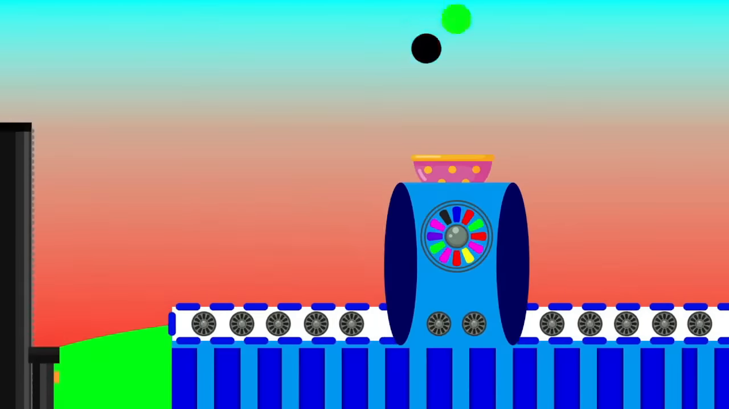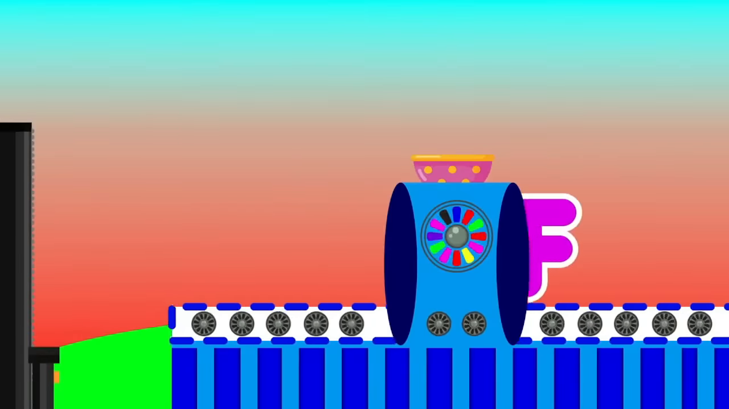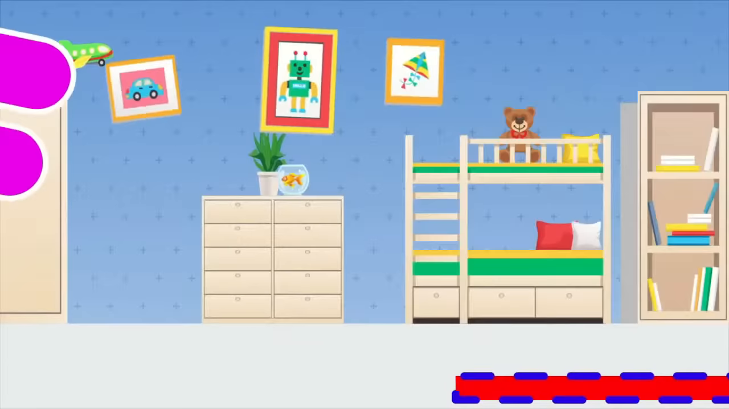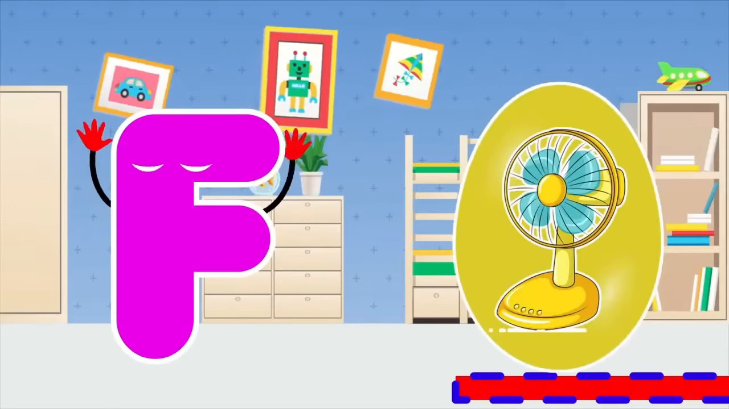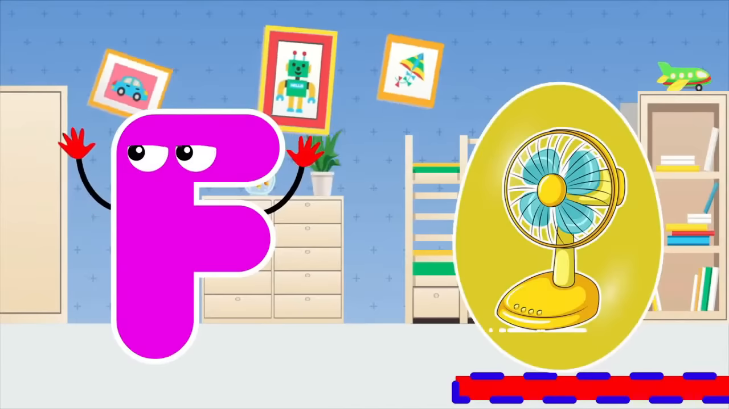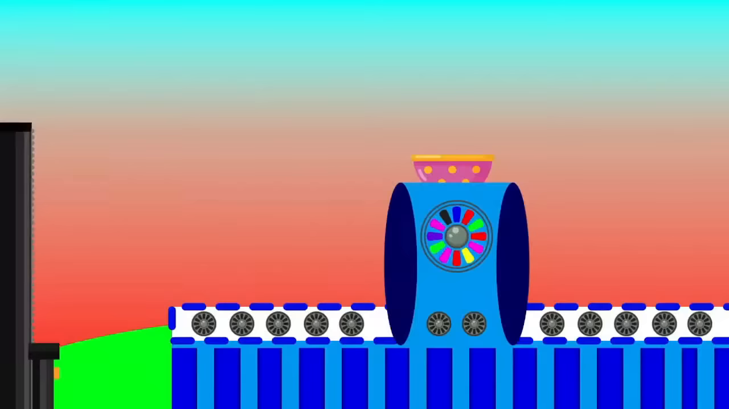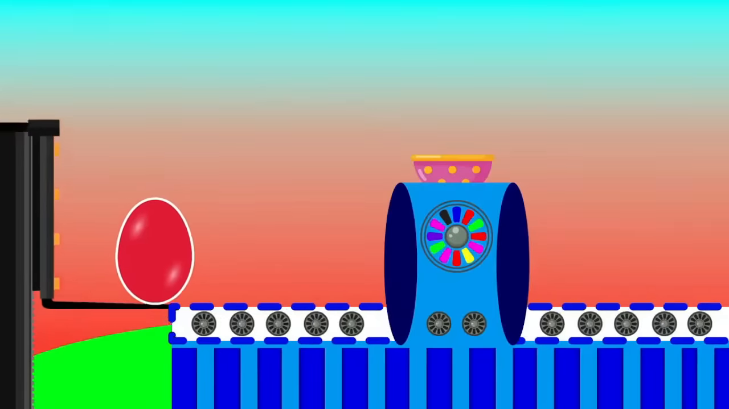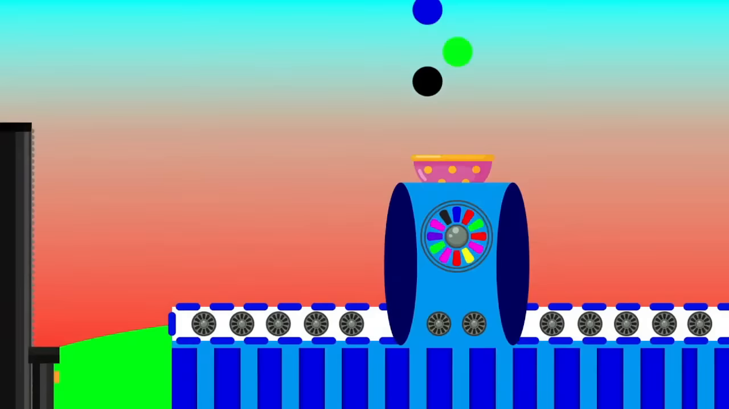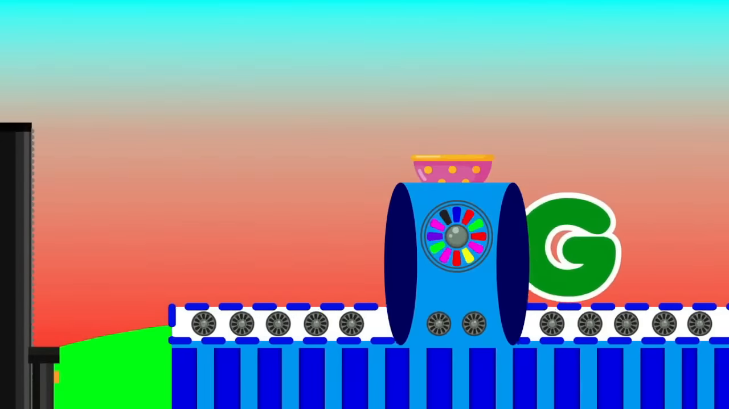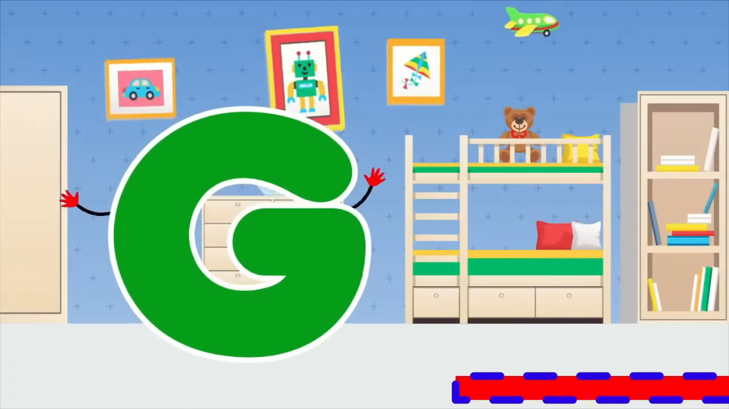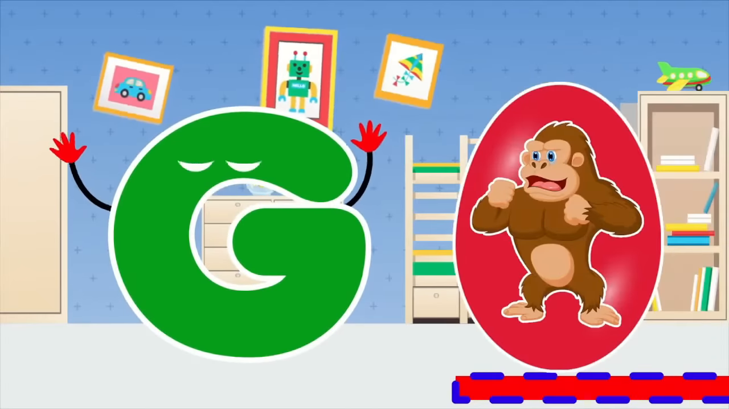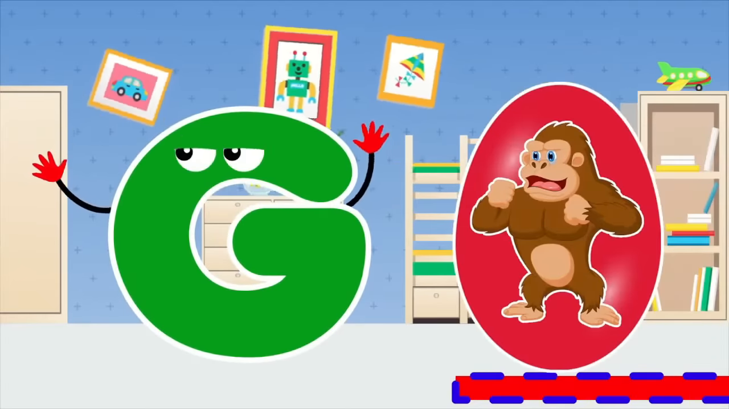Good job! Here is an alphabet F. F is for fan. Good job! Here is an alphabet G. G is for gorilla. Good job!